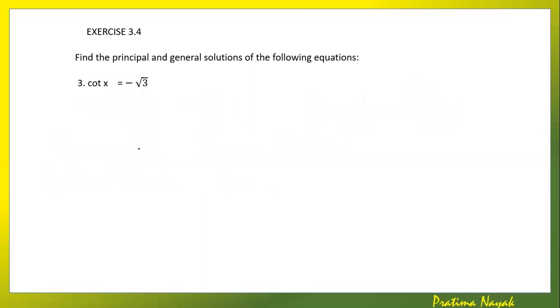Next, coming to cot x is equal to minus root 3. Question number 3. Cot x is minus root 3, which is possible in the second quadrant only. If you cannot remember for cot, you can convert this into tan x. Tan x is equal to minus 1 by root 3. So in the second quadrant, it becomes negative. So this is the same as tan. 1 by root 3 means in tan, it will be tan 30 degree. 30 degree means pi by 6.